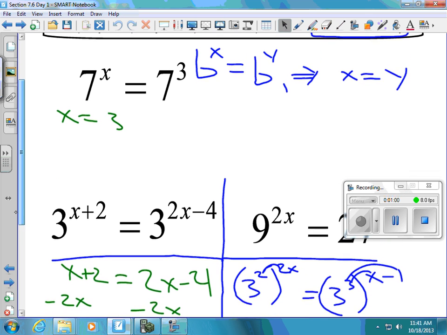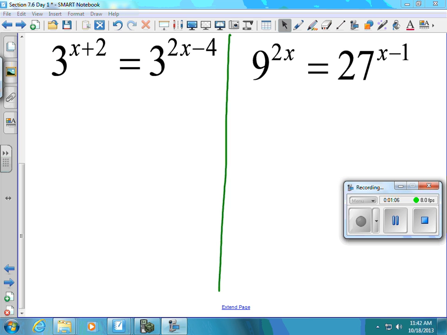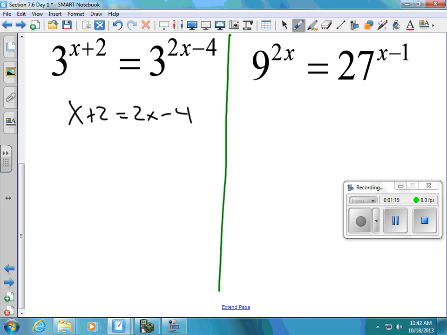Okay, let's get a little more complicated here. Let's look at the problem on the left. 3 to the x plus 2 equals 3 to the 2x minus 4. Well, the bases are the same, so that means that x plus 2 is equal to 2x minus 4. Subtract x from both sides. 2x minus an x is just 1x. Minus 4. When we add 4 to both sides, we get x equals 6.